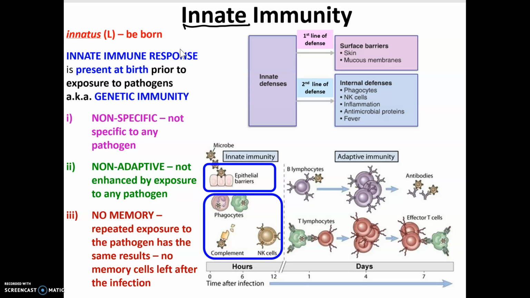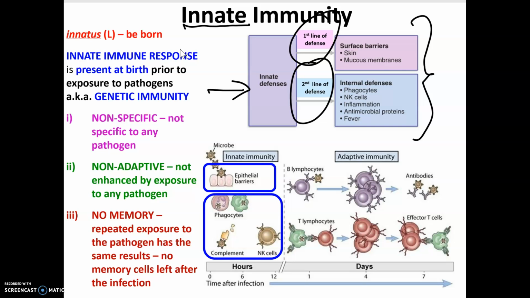Of course, they're going to have skin, they're going to have mucous membranes, so those are our first line of defenses. And then they're also going to be equipped with phagocytes, those natural killer cells, the ability to have an inflammatory response. They're going to have antimicrobial proteins or the complement system, and they're also going to be able to have a fever. So these things right here are our first and second line of defenses, and our first and second line of defenses are innate, which means you are born with it. Anybody from their first breath will have this for their immune system.